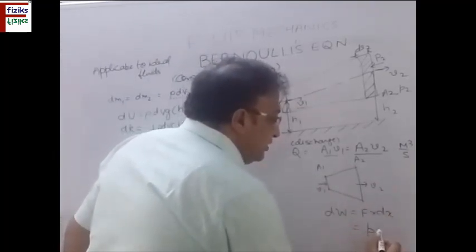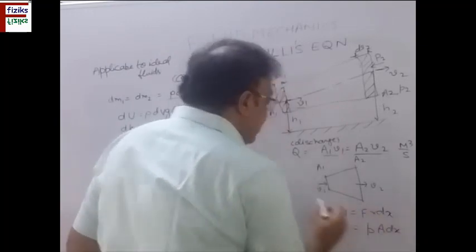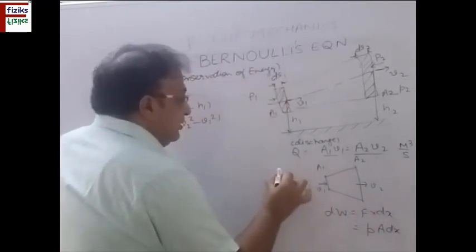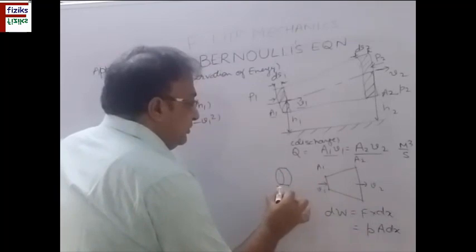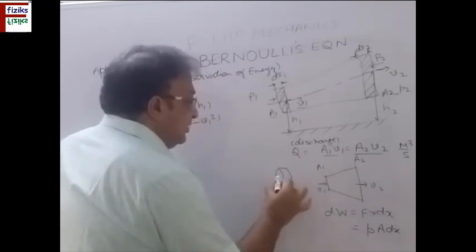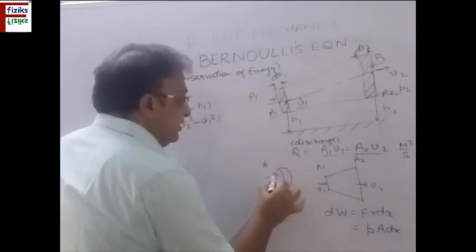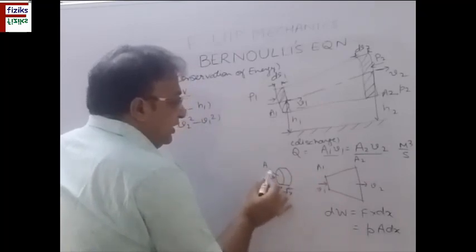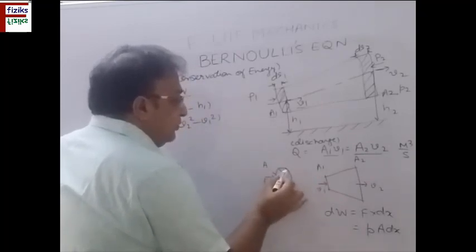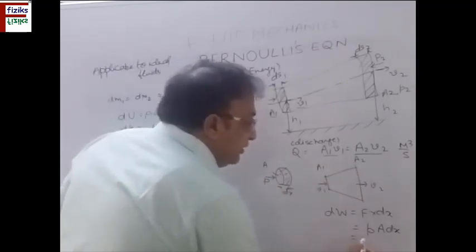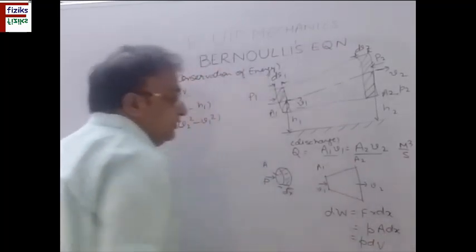Force is pressure times area, and work is force times displacement. If I take this small element, the displacement is dx, the area of cross section is A, and P is the pressure applied. Then A into dx will give you the volume of the fluid contained here, which is dV. So the work is P into dV.